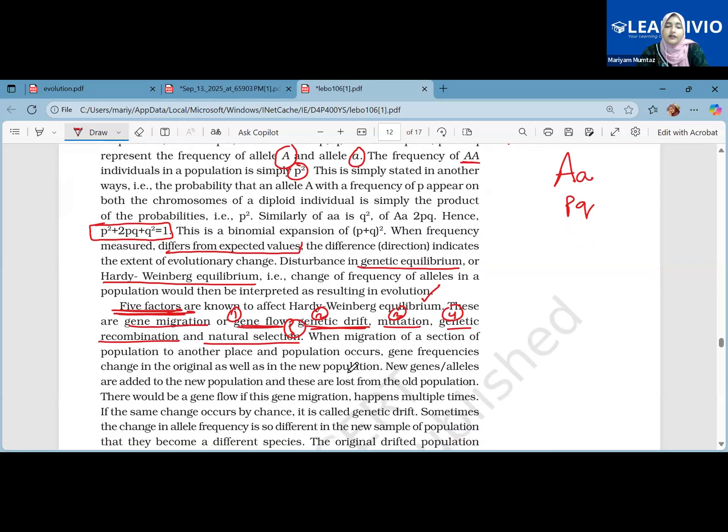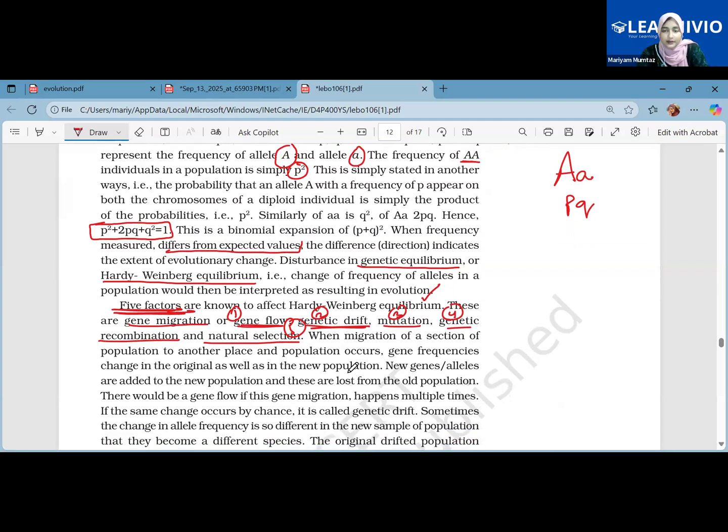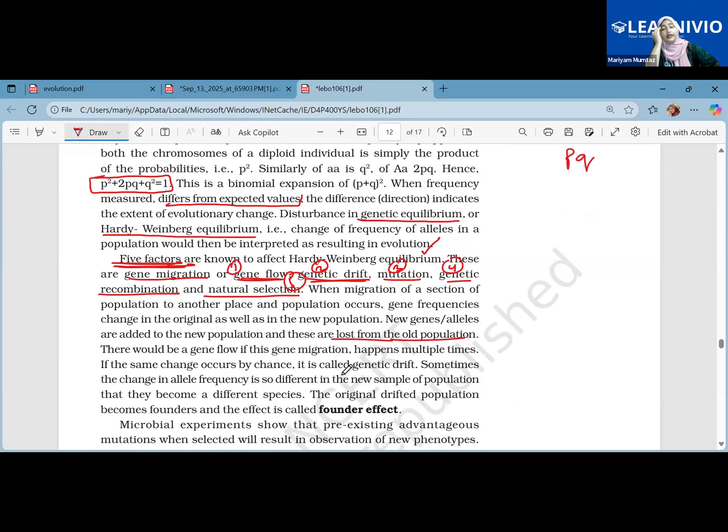When migration of a population happens to another population, obviously, let's say there's a certain type of population and a few individuals from this side moved to this area. So now new things are added, new types of alleles are added. This is going to change the frequency. They are added in one area, and they are lost from the old population. There would be a gene flow if this happens multiple times, if the migration takes place multiple times.